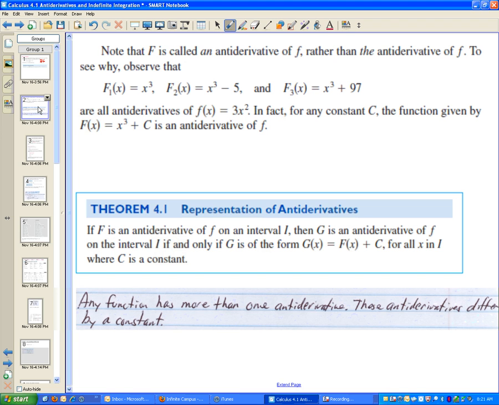Let's keep going. Note that capital F is called an antiderivative of f rather than the antiderivative of f. To see why, observe that antiderivative, that antiderivative, that antiderivative are all antiderivatives of that. How do I know? Because if I take the derivative of x cubed, don't I get f of x? If I take the derivative of x cubed minus 5, don't I get f of x? If I take the derivative of x cubed plus 97, don't I get f of x?